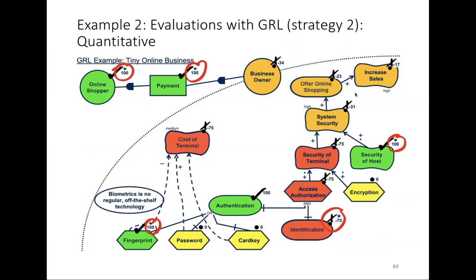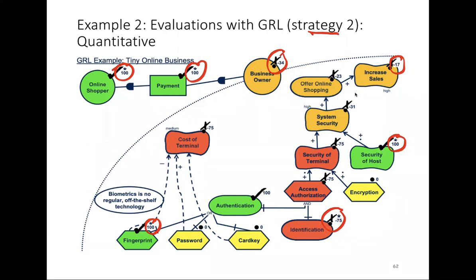So if you propagate this bottom up, you will end up that the increased sale now has a value of -17 satisfaction, which means it's weakly denied. And it will end up that the business owner is also weakly denied. So the goal of the business owner is weakly denied, like we are almost about to deny the goals of such an actor. I think with strategy 2, this is not a successful strategy because it ends up denying the goals of the business owner.